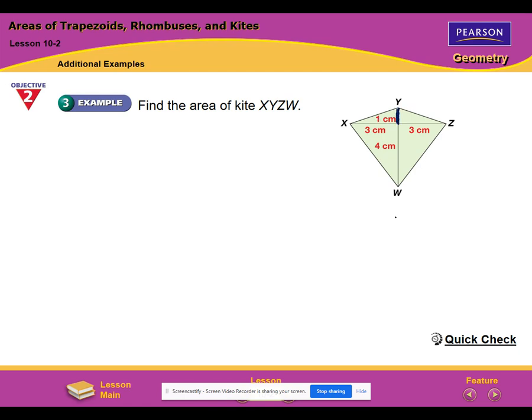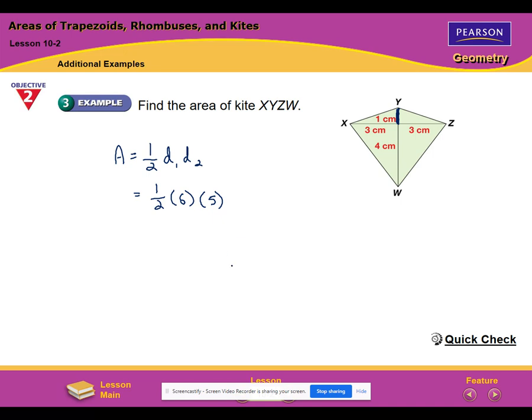That's the 1. And anyway, the area of a kite and a rhombus, but here we have a kite, is 1/2 diagonal 1 times diagonal 2. It's denoted by the subscript notation. And 1/2 of diagonal 1, let's do xz as being diagonal 1, that would be 6. And then diagonal 2 would be 1 plus 4, which is 5.